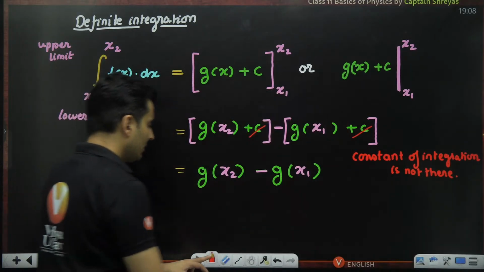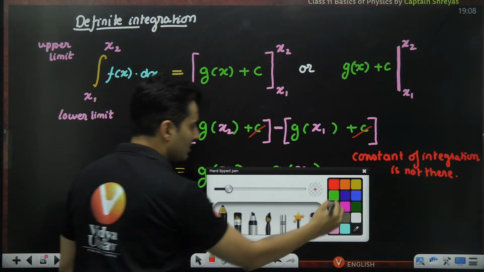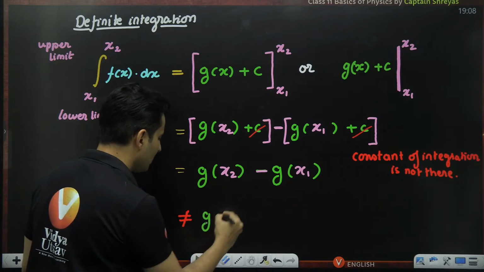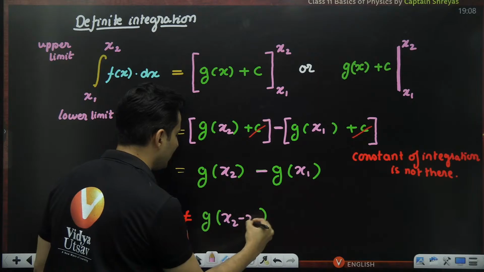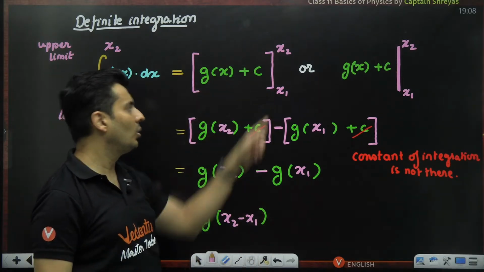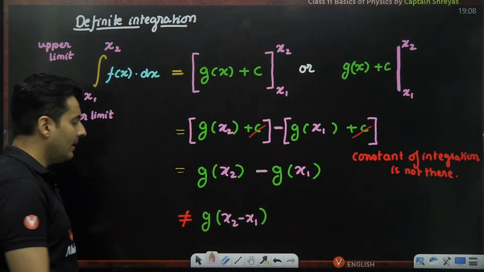Please keep in mind, this is not the same as g of x2 minus x1. A lot of people make this mistake. They subtract upper and lower limit and then put it over here. That is 100% incorrect. Never ever do this.